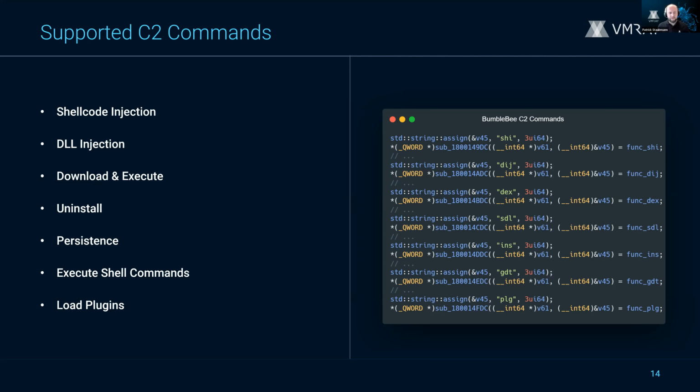There's also one interesting command which can be used to actually uninstall Bumblebee from an infected machine. We are not certain what this is used for in the end. I most likely think that if a threat actor gets access to a system, they probably don't want to remove the access again, unless they might infect themselves maybe, but that's also just a random guess in the end. There's also another C2 command that can be used to make persistence, so to have access across reboots. Also one for executing shellcode commands and loading plugins.